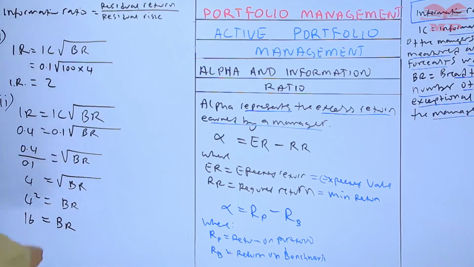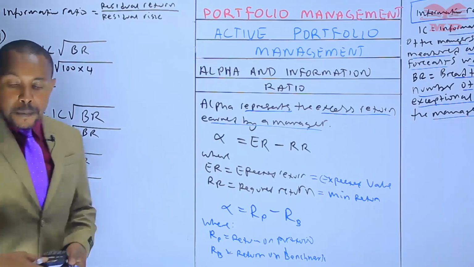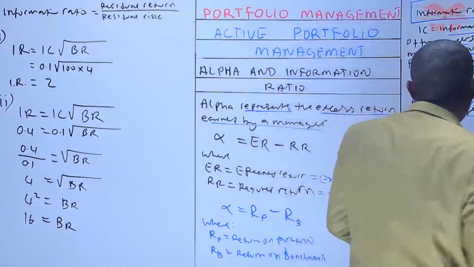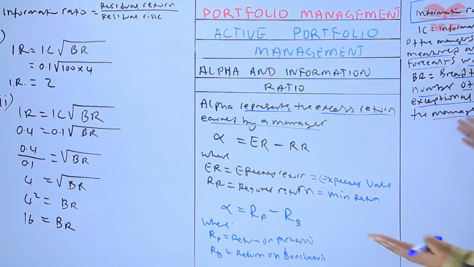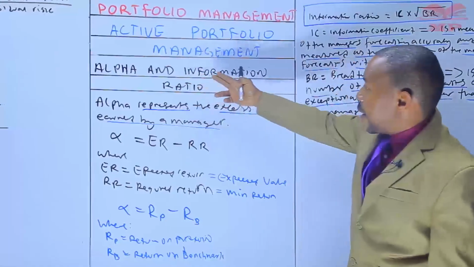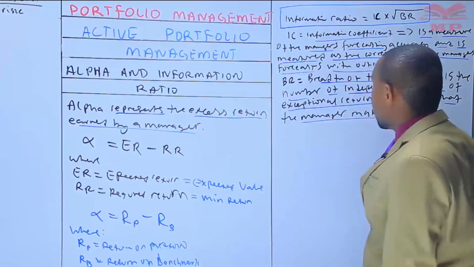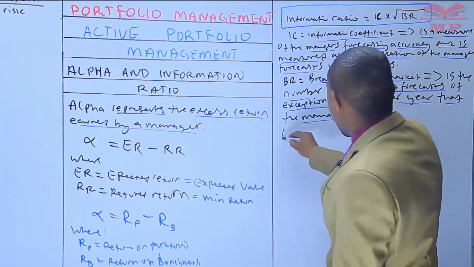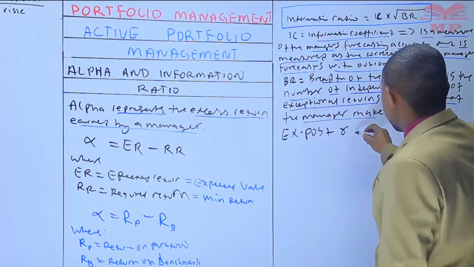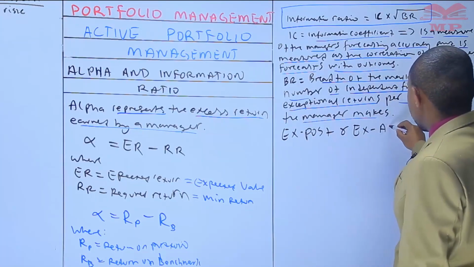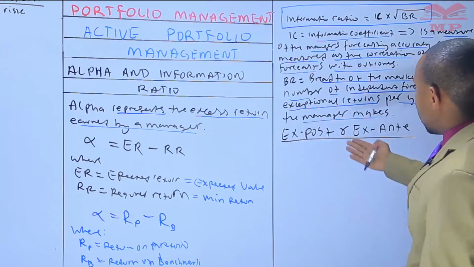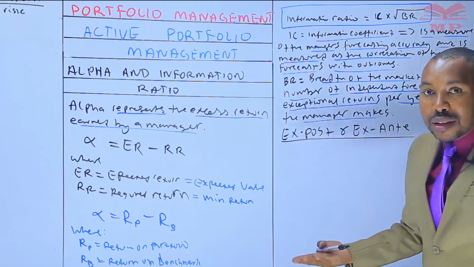As you can see, this is a fairly straightforward formula that you can all understand. Moving over to this other side, we need to discuss 2 other components which are very important when discussing alpha and information ratios, which include ex post and ex ante. So what is ex post and what is ex ante?